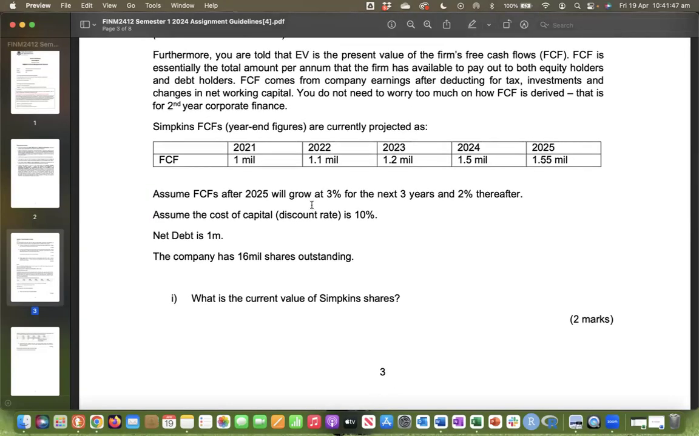Excellent. So we're provided our cash flows for the next 5 years, which is great. And the important part here is assuming the free cash flows after 2025 will grow at 3% for the next 3 years. So 2026, 2027, 2028 will be growing at 3%. And then finally, after that period, it will be growing at 2% thereafter. So we have a growing perpetuity into the future after that period.